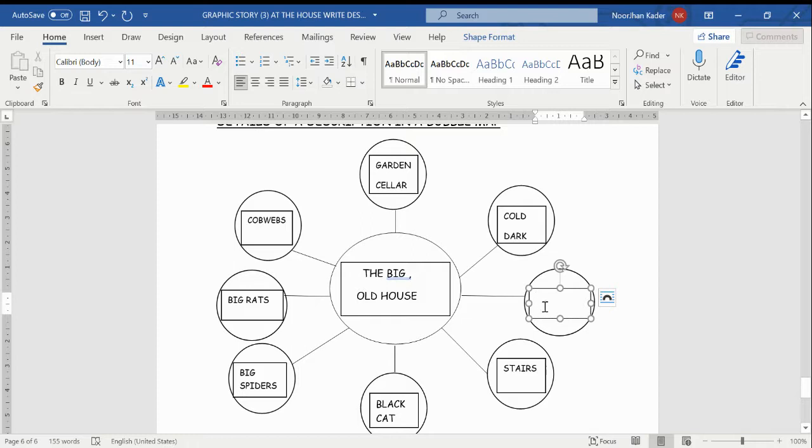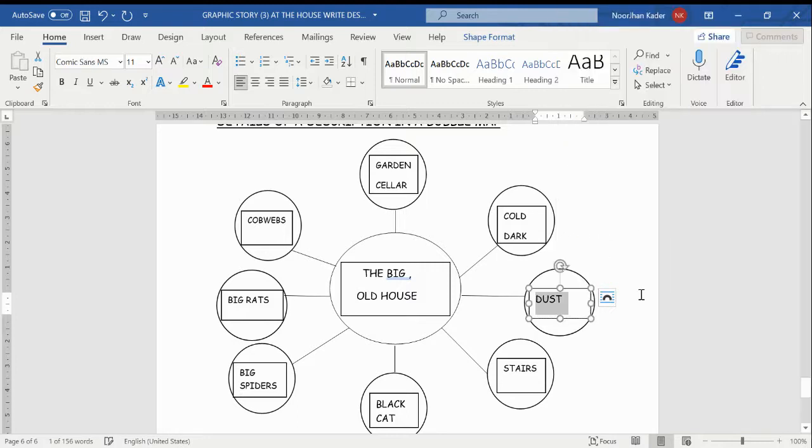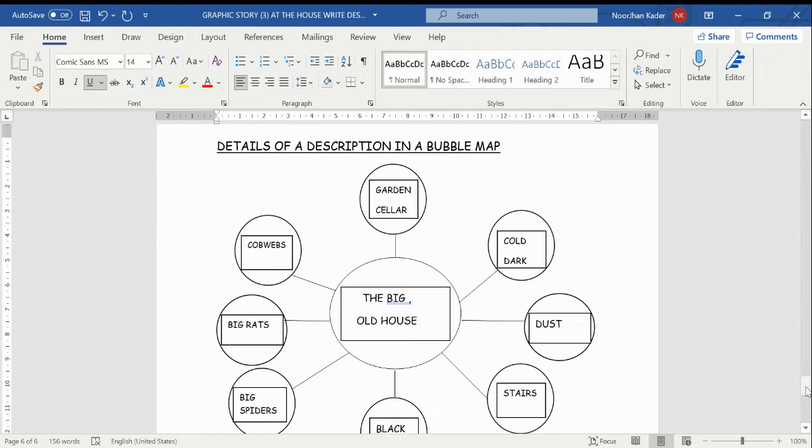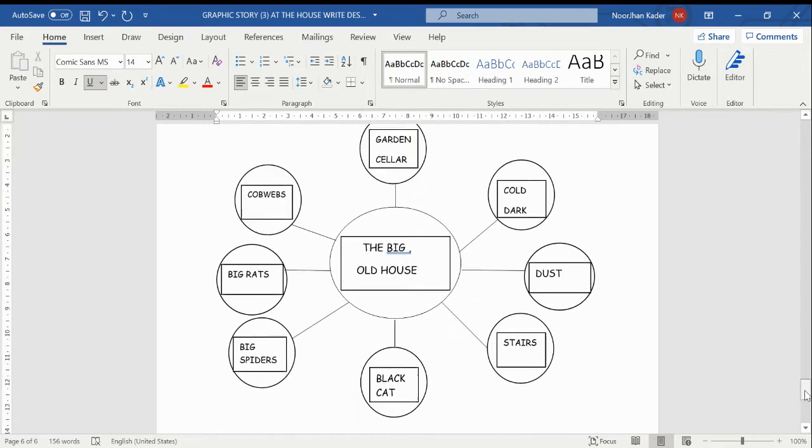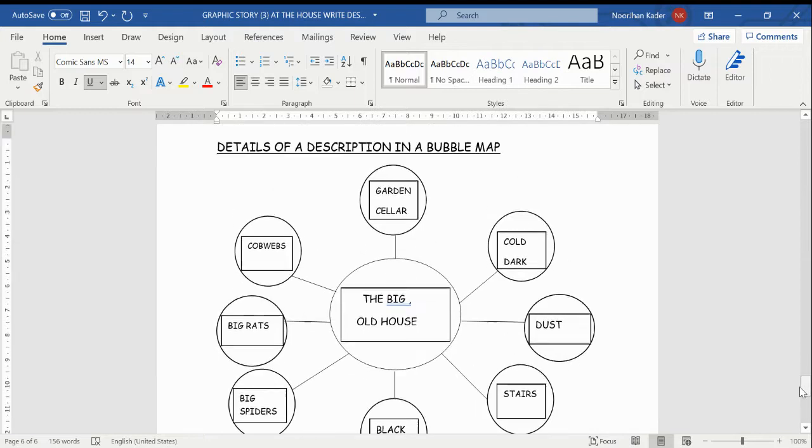So you can add another one here, or you can just write here dust. Where shall I put it? Dust. Okay, let's put it here. It's okay. The important thing is that it's all here. Then after that, you can arrange them when you write. Sorry, some words are big, some words are small because I have to make sure it's all intact in the bubble map.